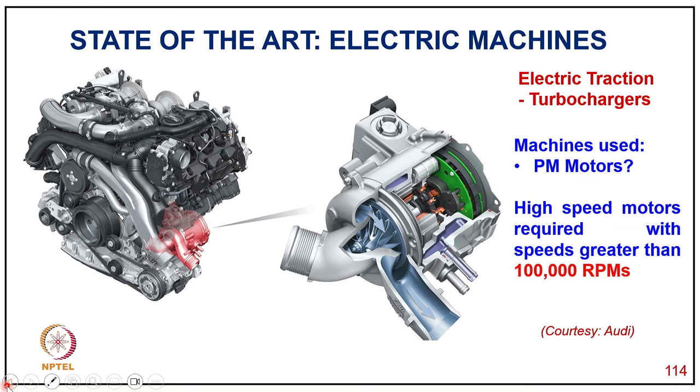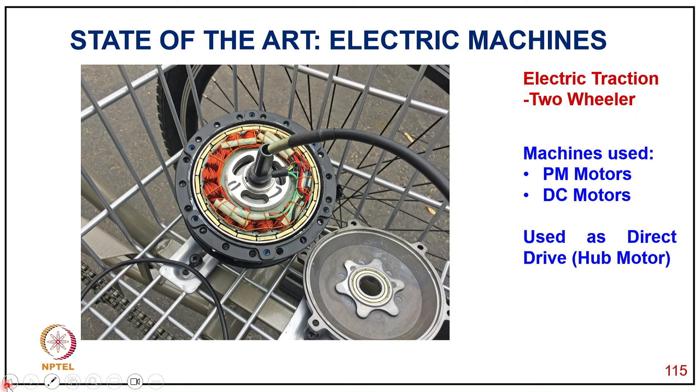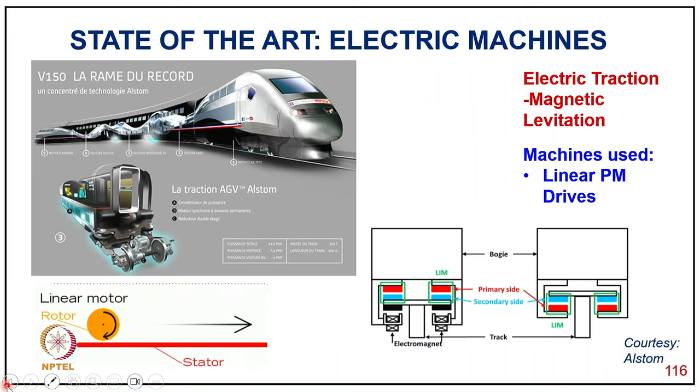Then we have in traction the turbochargers, where we use the permanent magnet motors, and high speed is required, around 100,000 RPM. With the gears we use this, and the size of the machine gets reduced if you design machines for such high speed. Then we have two wheelers, electric traction two wheelers, where we are using the permanent magnet brushless DC motors, even as direct hub motors in those applications, as well as single stage gear also. The other application is the magnetic levitation system, where we use the linear permanent magnet motors, for high speed transportation systems in many countries of the world, in trains which run 480 km per hour.